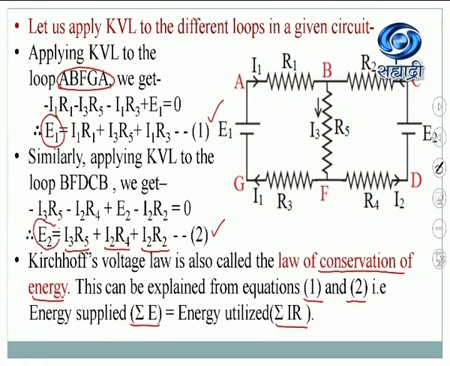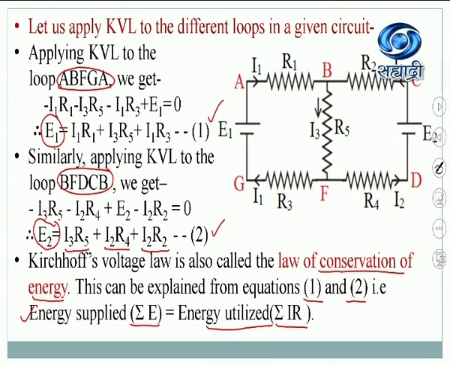Same way, in equation 2, this is the energy supplied to circulate the charge through this complete loop. And hence we say the left hand side of the equation represents the energy supplied to circulate the charge in the circuit. Now what is the right hand side of the equation? It is nothing but the energy utilized.